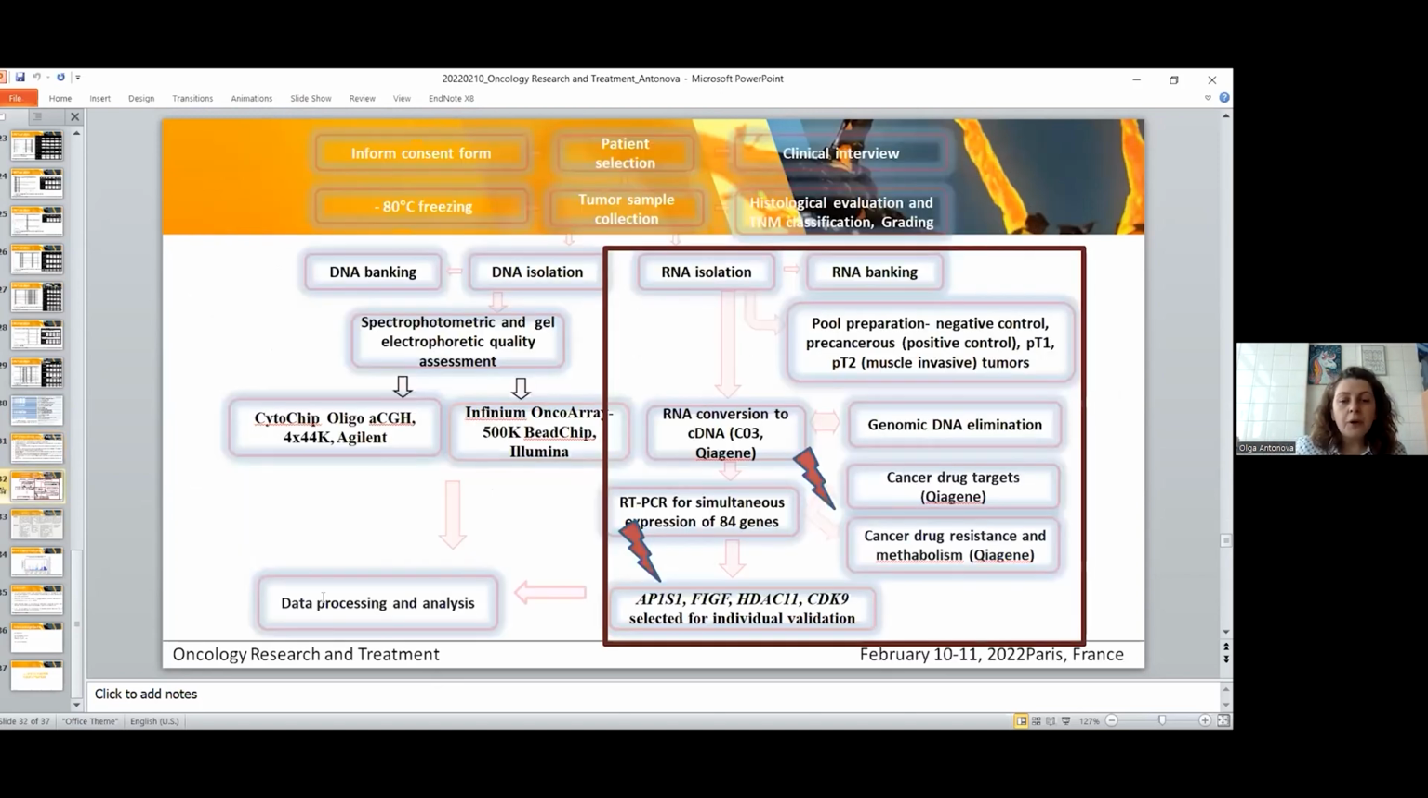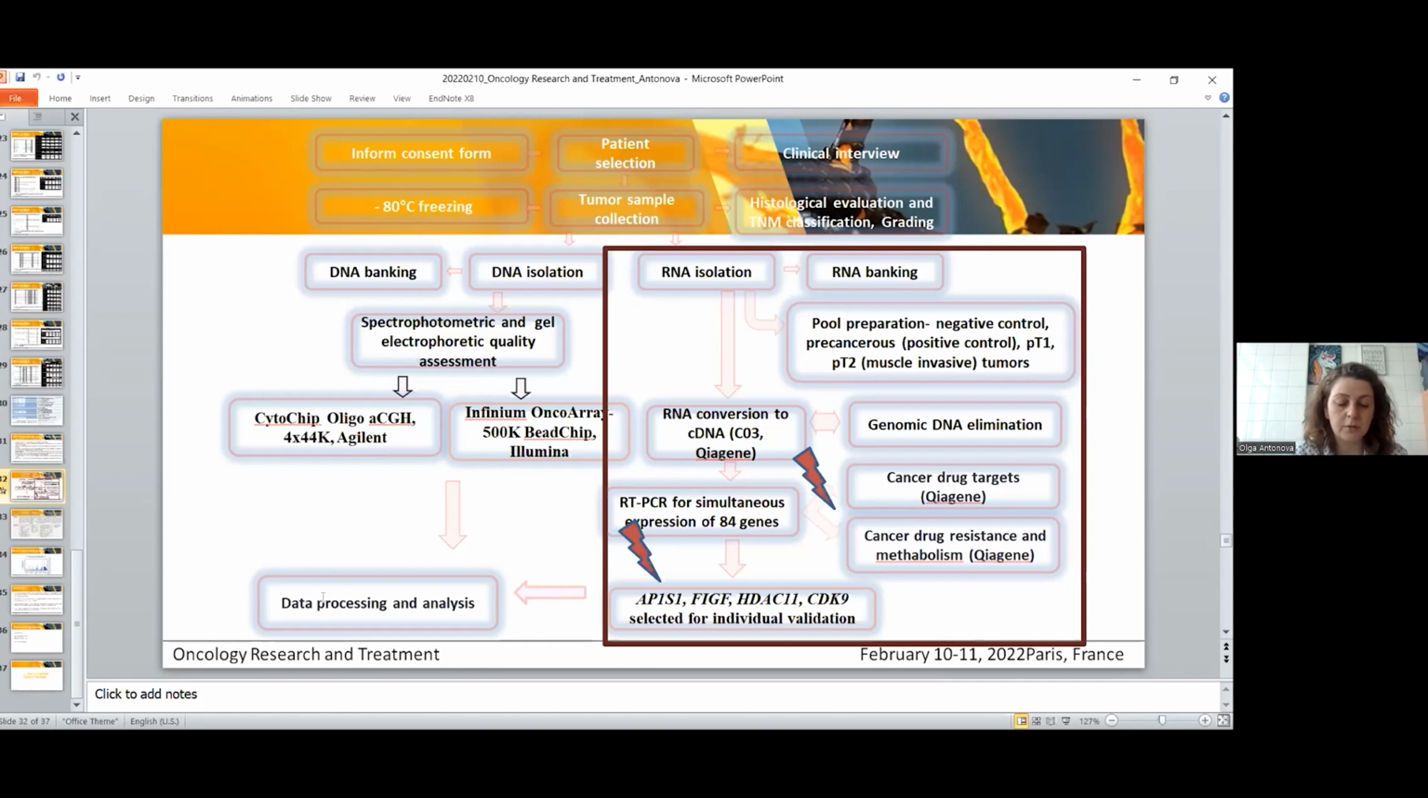Okay, so we continue with the second part of our job. This is the gene expression or RNA part. You can see this part of our flow chart. Total RNA was isolated using the ready-to-use Trizol reagent according to the manufacturer's protocol. The double-stranded copy DNA was prepared from 1 microgram of the extracted RNA using the RT2 first-strand kit for copy DNA synthesis, which contains a step for genomic DNA elimination.